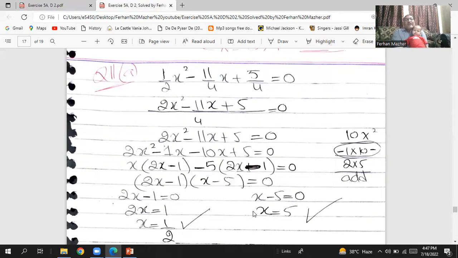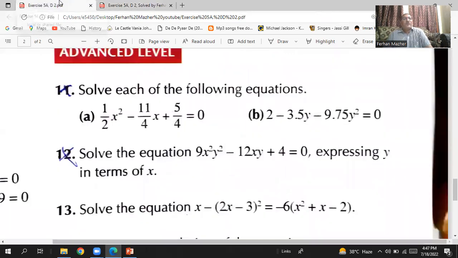1 by 2. In the same way, x minus 5 is equals to 0, so x will be equals to 5. So these are the two solutions. One solution is 1 by 2, the other solution is 5. This is how you will do this question. You can pause the video and take your time to solve this question.